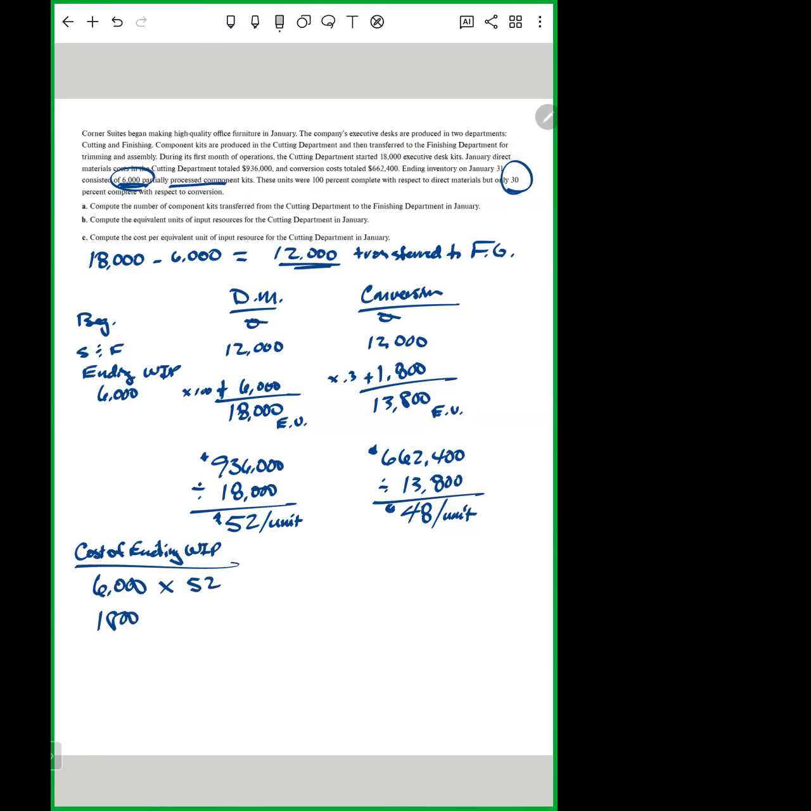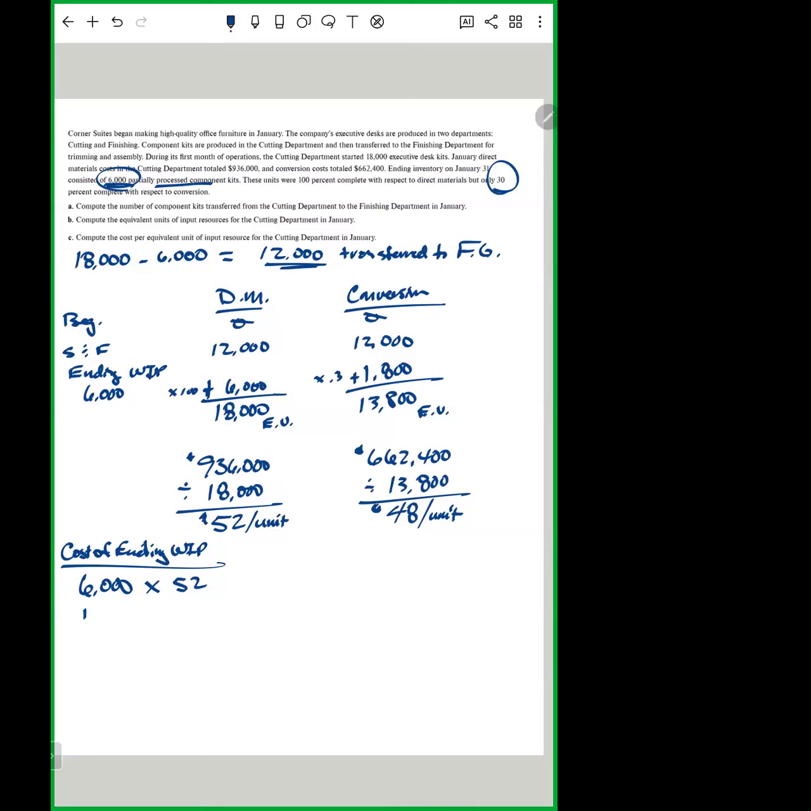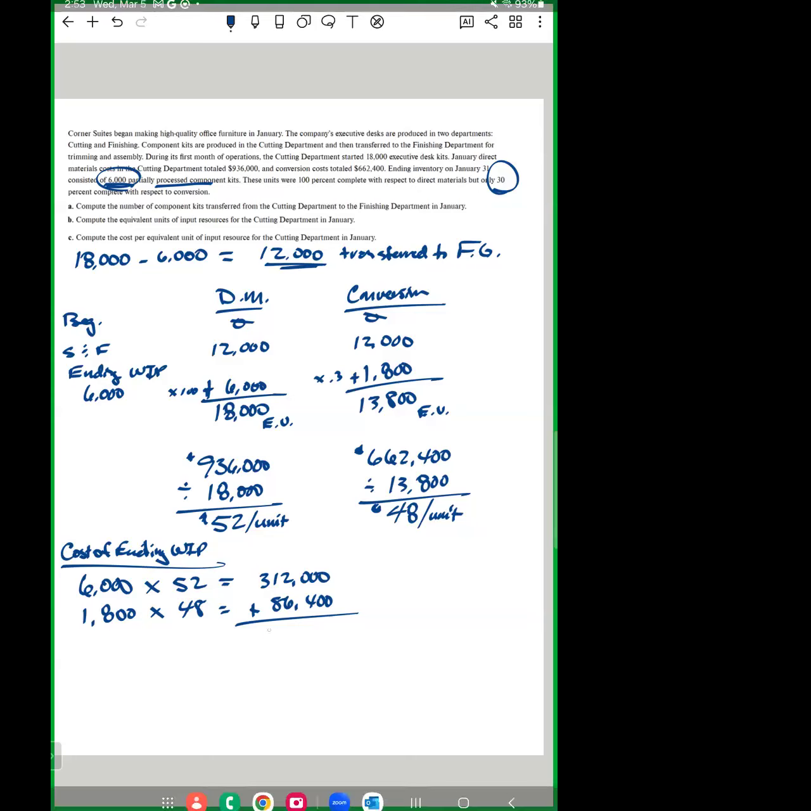1,800 units times the $48 a piece. So let's do that math. 6,000 times 52 is 312,000, and 1,800 times the 48 is 86,400. 312,000 plus 86,400 gives me 398,400. This is total cost of ending WIP.